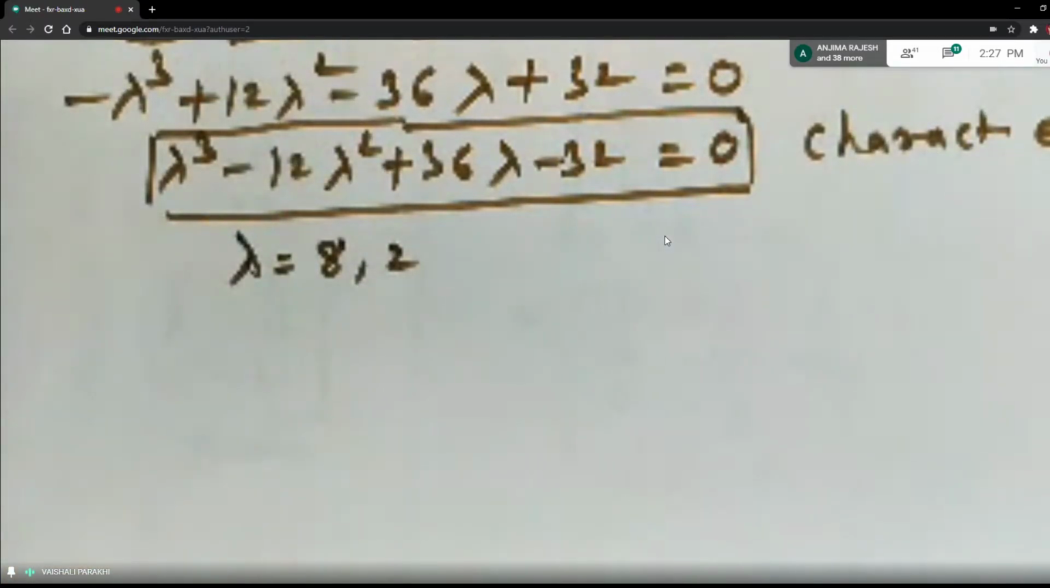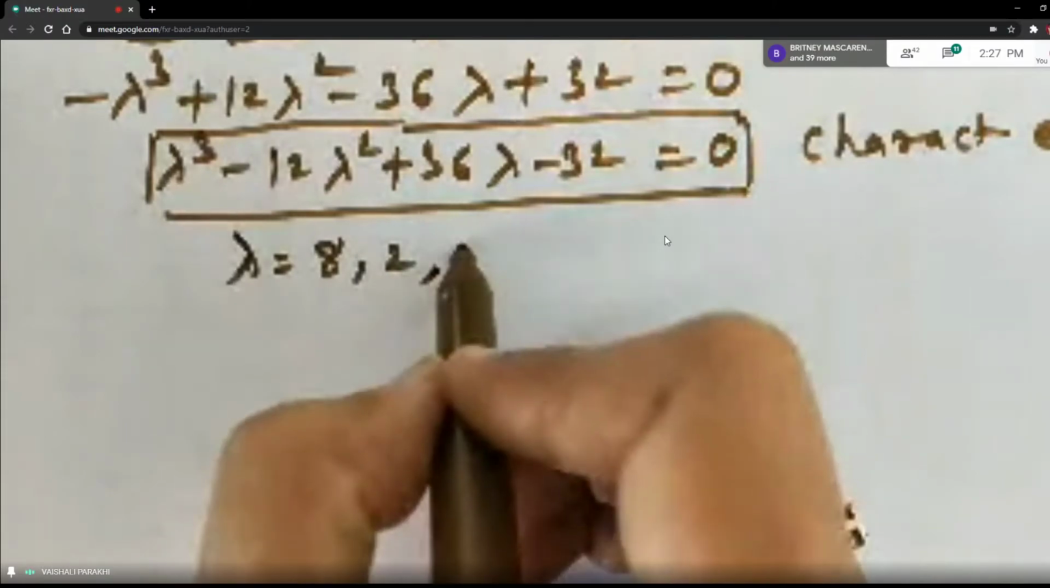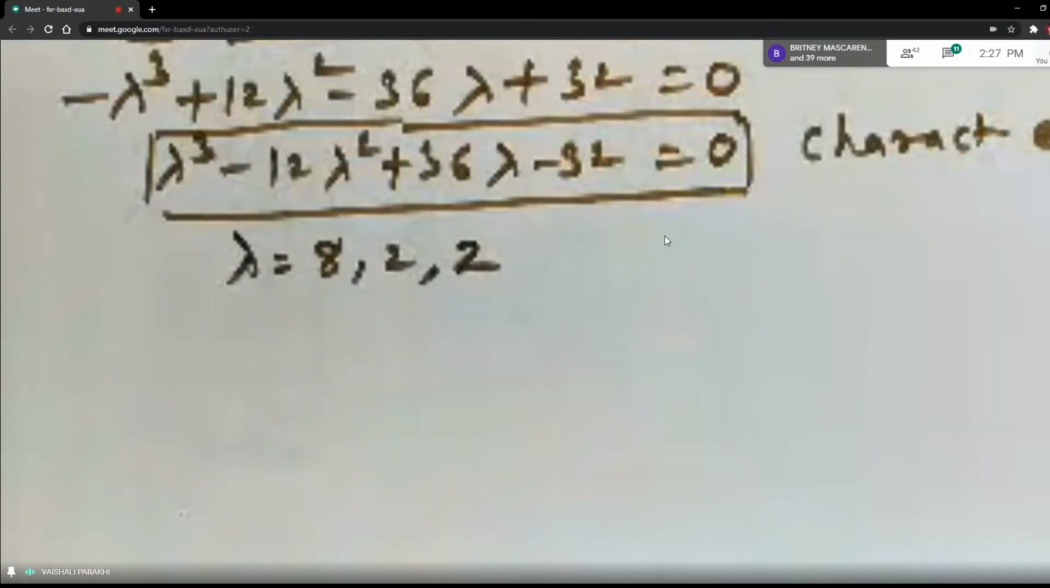But how many roots are expected, students? This is a cubic equation, right? You need to get 3 roots. But the calculator is showing 2 roots, right? So whenever this situation comes, always the second number is repeated. So you have to say that the roots are 8, 2, 2.